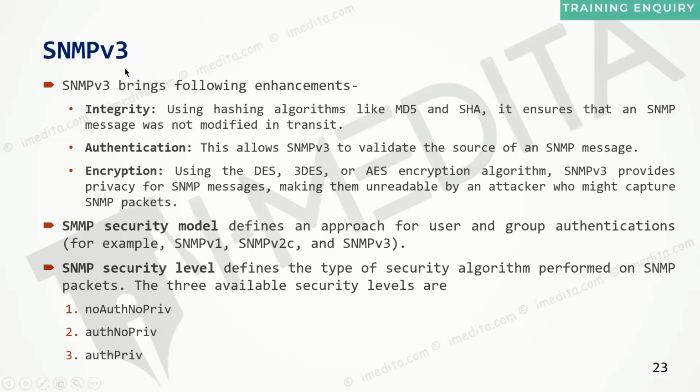In SNMP version 3, we have the option to add integrity, authentication, and encryption. We have three enhancements that SNMP version 3 provides over version 1 and version 2: authentication, encryption, and message integrity. We can use algorithms such as MD5 or SHA to ensure that the SNMP message was not modified in transit. So we can use a hashing algorithm to ensure the integrity of the SNMP messages, to make sure they are not modified in transit.